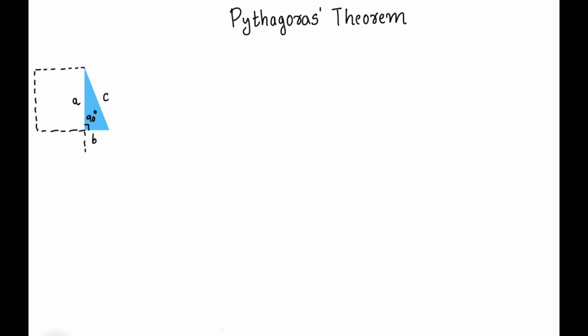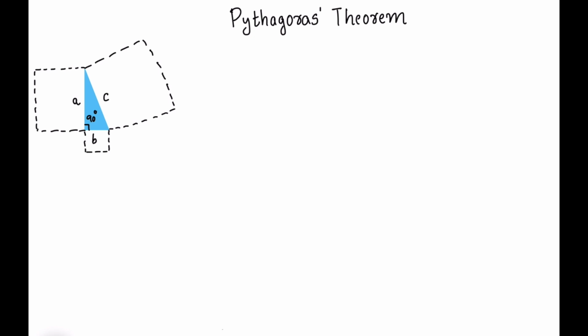So I'm going to make a square with side length A. I'm going to make a second square with side length B. And I'm going to make a third square with side length C. Now, why am I doing this? Because the Pythagoras theorem can be easily visualized through the relationship between the areas of these squares.